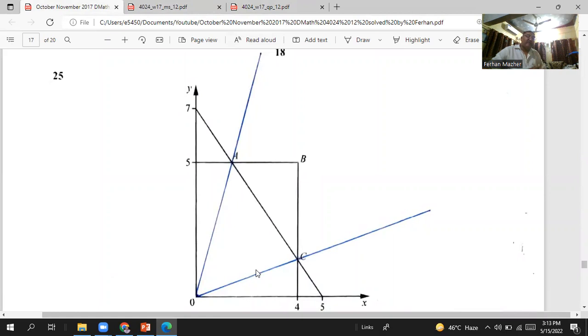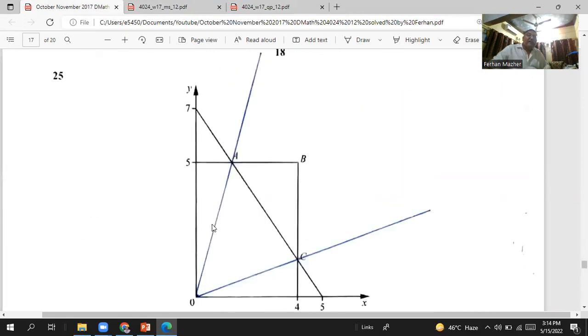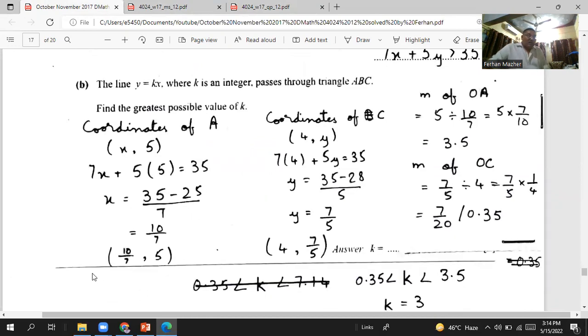So I will find the gradient of this line and the gradient of this line. I know the coordinates of the O. I don't know the coordinates of the C, but we can find them because I know the AC equation. At the A, the y value is 5, so I can find the x value using that equation. 7x plus 5 into 5 is 35, so x will be 35 minus 25 divided by 7, which is 10 by 7. So the x coordinate of the A will be 10 by 7 and the y coordinate is 5.